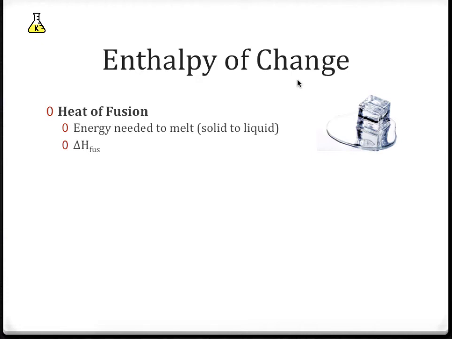So let's get back to the enthalpies of change that we're specifically interested in. There are two of them that we need to know about. The first one is going to be the heat of fusion. Heat of fusion is the energy needed to cause a substance to melt. It is symbolized with delta H FUS, for fusion.